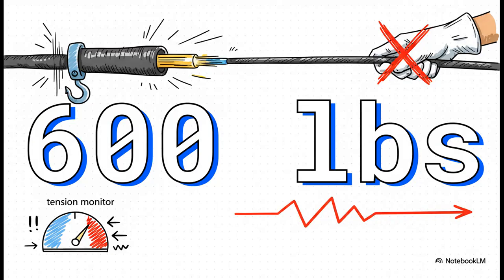Now think about pulling something this delicate for miles. The rulebook is incredibly specific about the forces involved. The absolute maximum pulling tension allowed on a standard fiber optic cable is 600 pounds. That is, unless the manufacturer explicitly says you can go higher, and they have to use a tension monitoring device that someone watches constantly during the entire pull to make sure that limit is never ever broken.